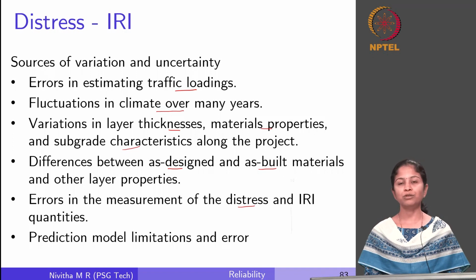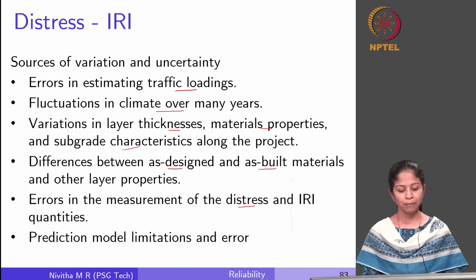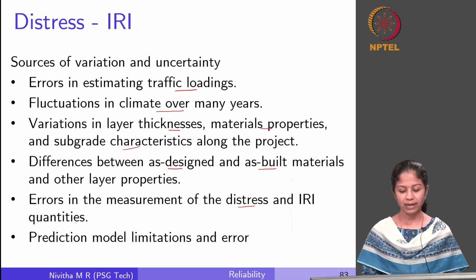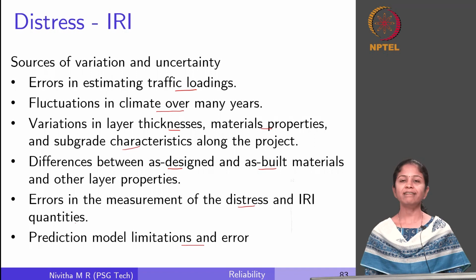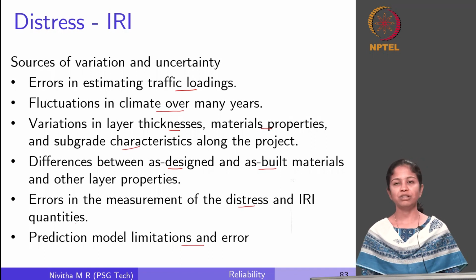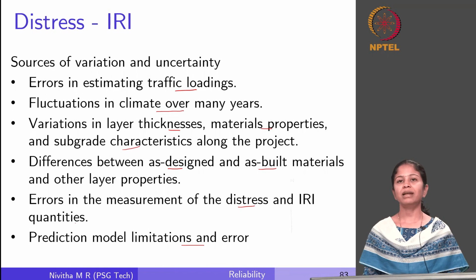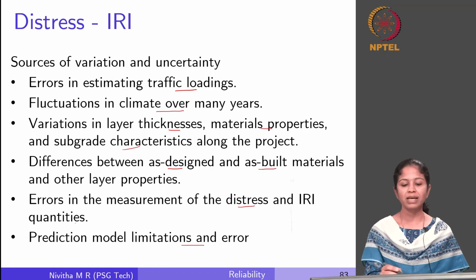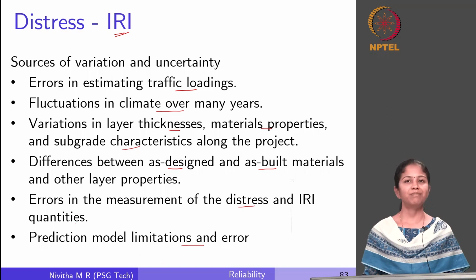So when we are measuring distress, especially when we are doing the calibration, there might be some errors associated with such measurement. So errors in measurement of distress, IRI quantities, then even the limitations associated with the model, the error in prediction model. The constants which are used in the prediction model, as we discussed earlier, are calibrated for certain locations, certain kinds of materials in certain climatic conditions. So when those things change, the accuracy of the model prediction also will change. So the limitations associated with the prediction model and the error. So these are some parameters which can influence the IRI value around its mean value, right.